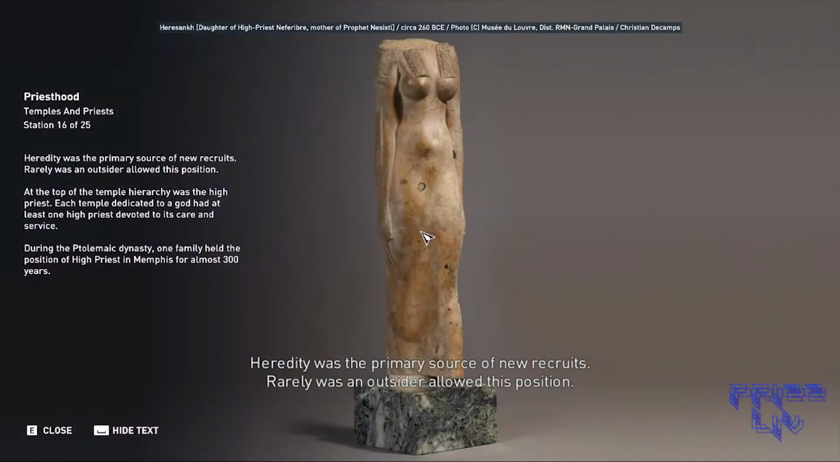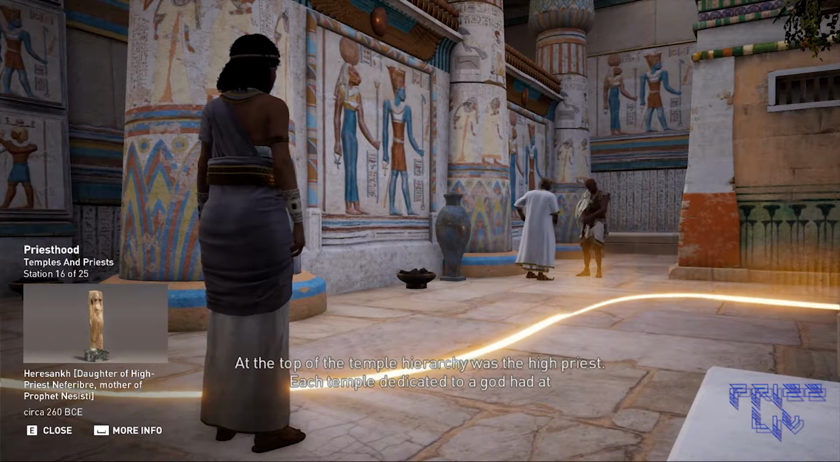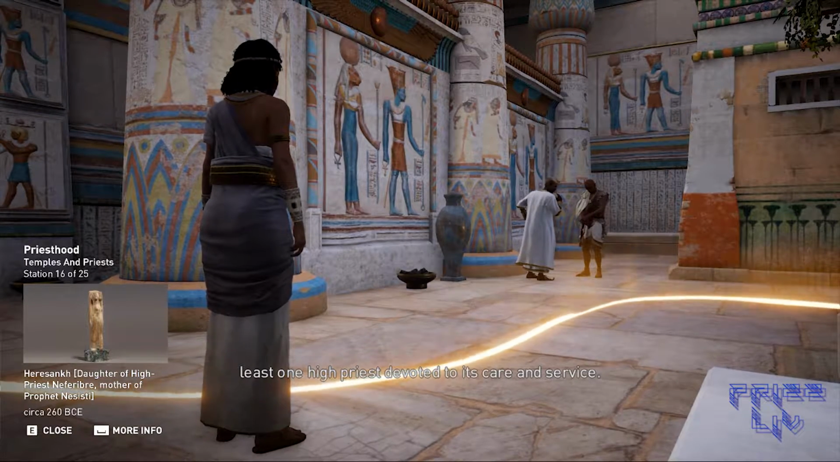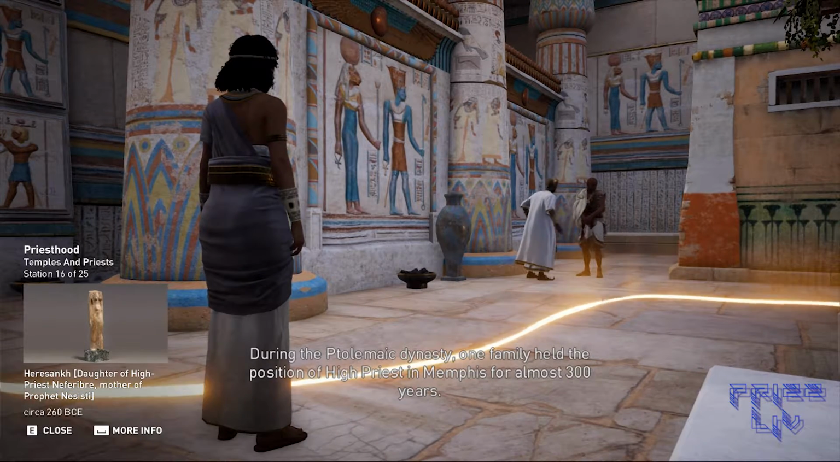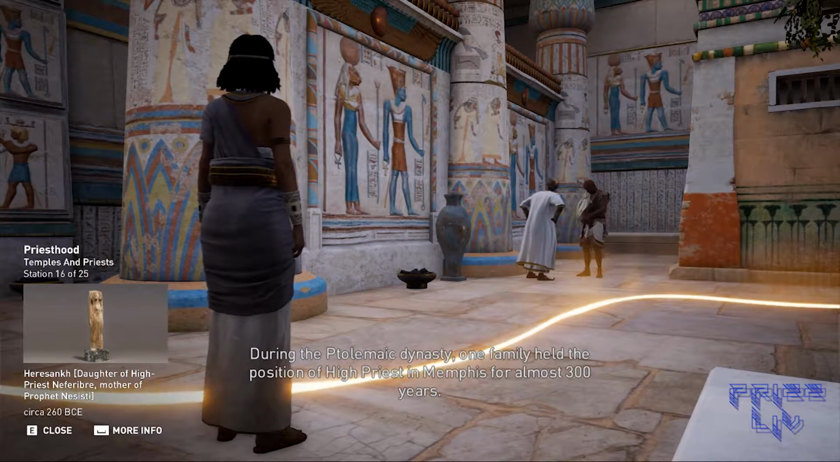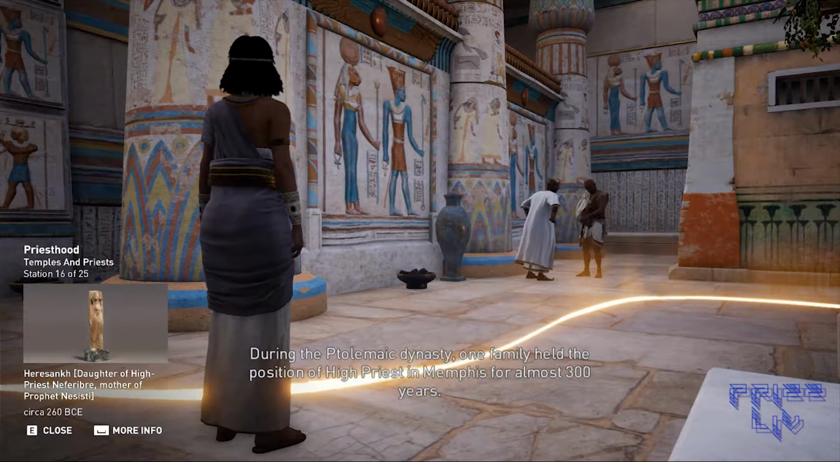Heredity was the primary source of new recruits. Rarely was an outsider allowed this position. At the top of the temple hierarchy was the high priest. Each temple dedicated to a god had at least one high priest devoted to its care and service. During the Ptolemaic dynasty, one family held the position of high priest in Memphis for almost 300 years.